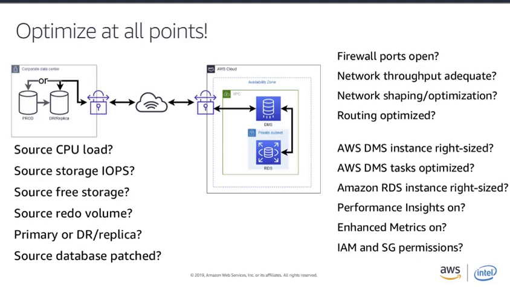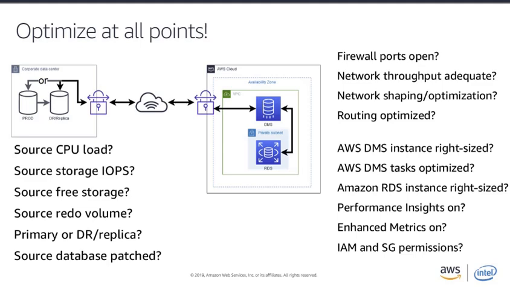On the network side of things, you need to check if the right firewall ports are open, that the network throughput is adequate for the time frame you have for the migration, and whether there is any network optimization or routing that will impact the migration. On the AWS side, you need to make sure that the DMS instance is right-sized, multiple tasks at once, and matching transaction boundaries between the tasks.